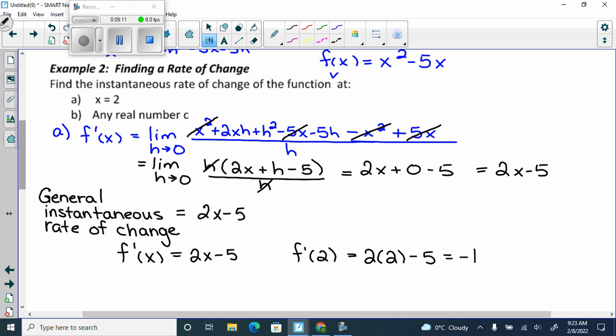The straight line. So you remember how I drew lines over here? This would have a slope of, let's say, up 2 over 3, so 2/3, right? So that I would know the slope of that straight line. This one has a slope of negative 1 for that instantaneous rate of change. Now B says any real number C. So we just do f prime of C, which gets us 2c minus 5. Done.